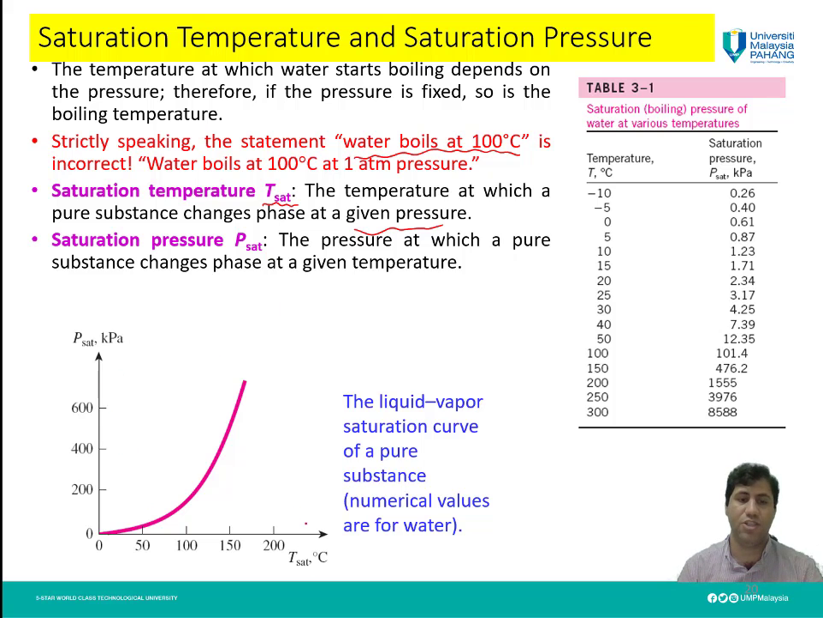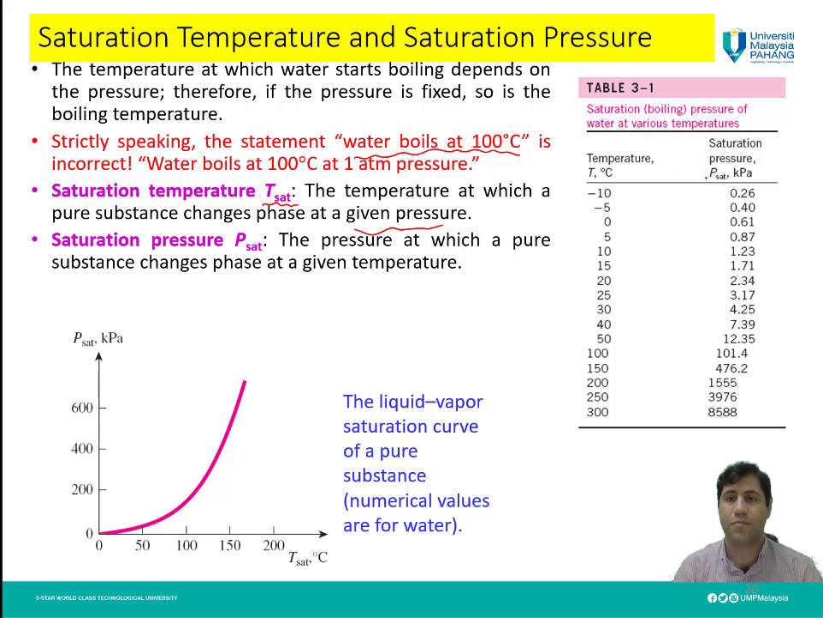And you can see here a relationship between the saturation pressure and saturation temperature. As the saturation pressure is increased, the saturation temperature also increases. In other words, if pressure is increased, the temperature at which water starts to boil will also be higher. And in this Table 3.1, you can see the saturation or boiling pressure of water at various temperatures.